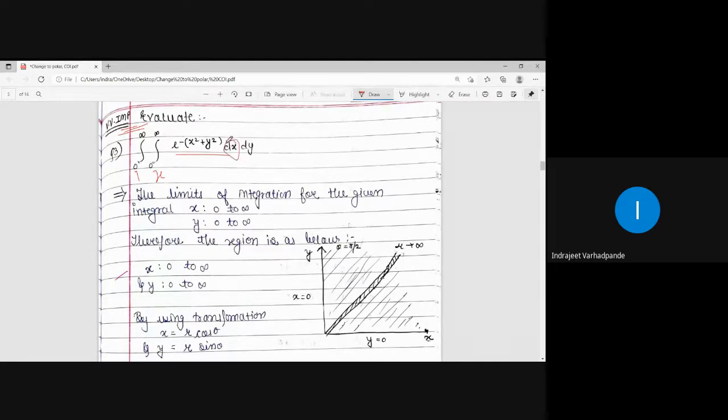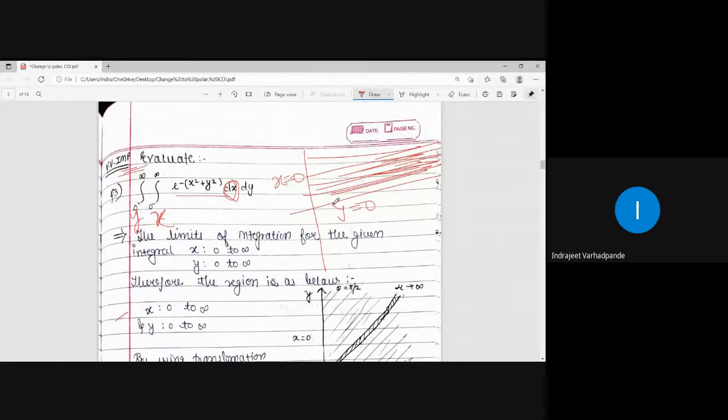In that case I would have looked at the innermost and then the outermost. But looking at this, I can consider these limits as for x and this limit as for y. How is the region? x is equal to 0 means the y axis, y is equal to 0 means the x axis. x equal to 0 to infinity means this whole portion will come, and y equal to 0 to infinity means this whole portion keeps extending indefinitely from 0 onwards. So what is my region of integration? This portion is the region of integration, and that is what is shown.